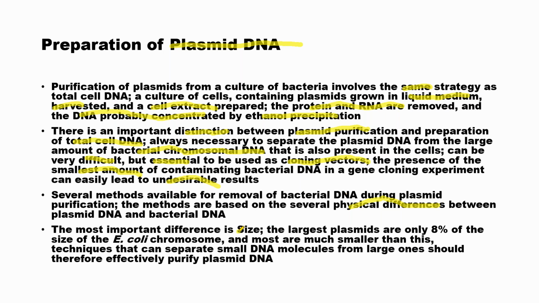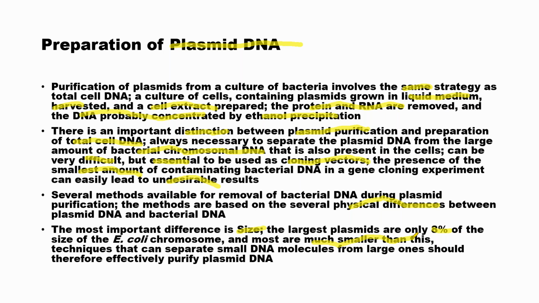The most important difference is size. Difference in size. So what is the difference in size? The largest plasmids are only 8% of the E. coli chromosome, and most are much smaller than this. Which means when we compare the size of a plasmid DNA with a chromosomal DNA, the size of a plasmid DNA is very, very small. For example, in the case of an E. coli cell, plasmid DNA will be only 8% of the total cell DNA.